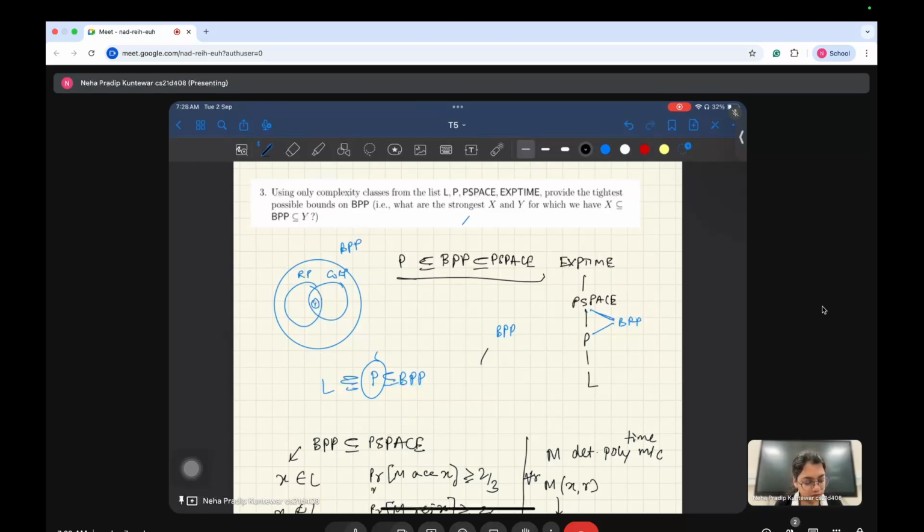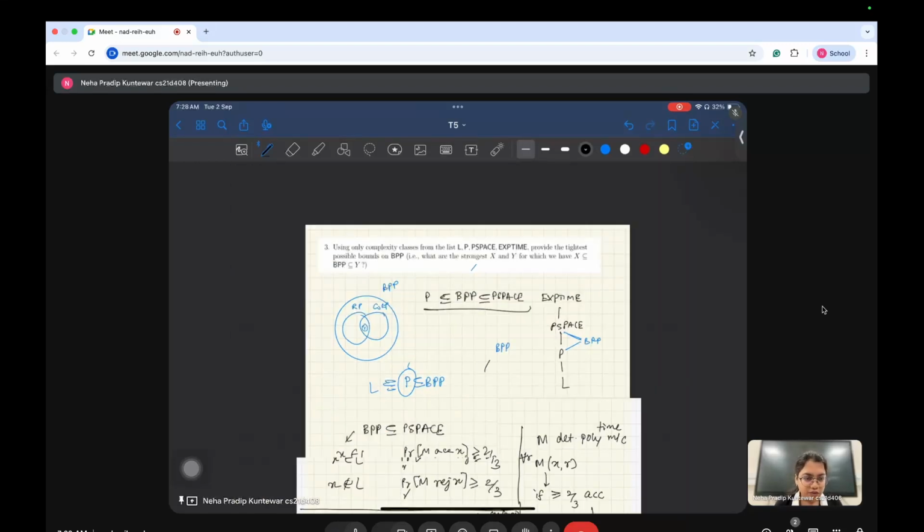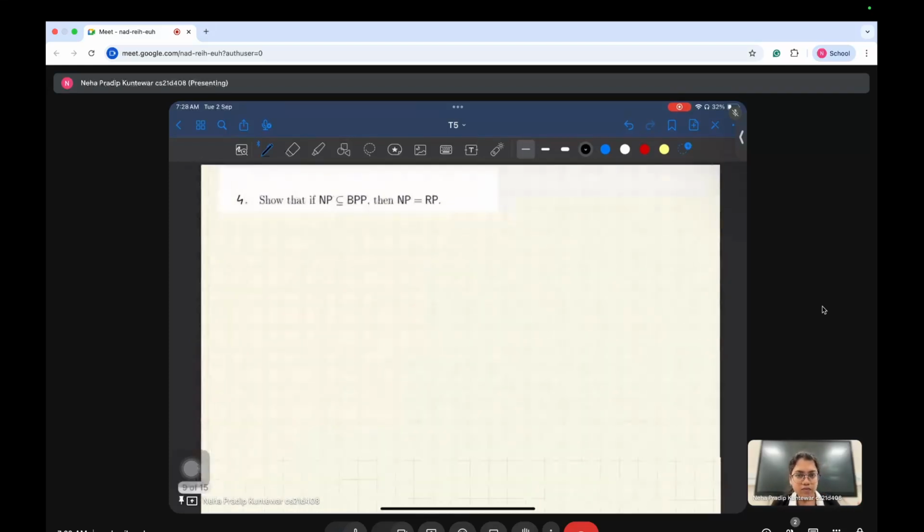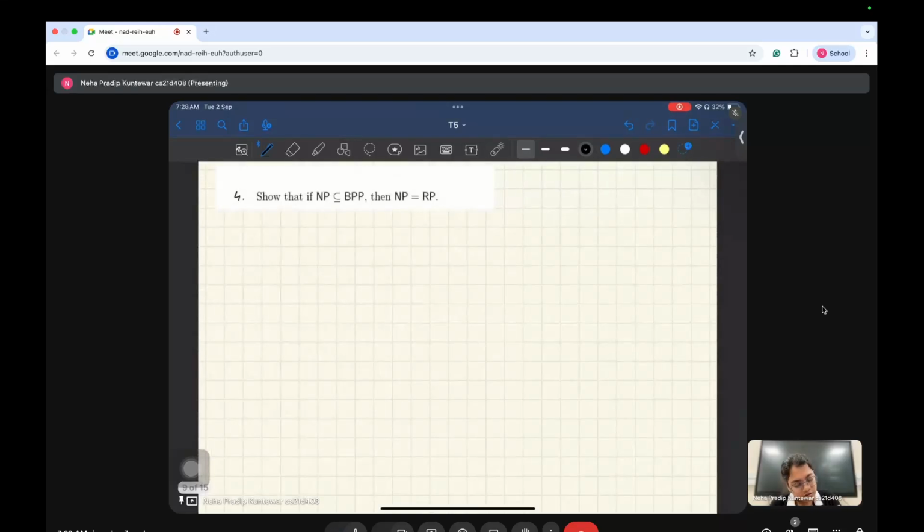Okay, I'll move on to the next question. This is an interesting one. Just to recall the picture, we don't know whether NP is equal to BPP. We don't know the containment in any direction. We don't know whether NP is contained in BPP, or whether BPP is contained in NP. We don't know any of these.